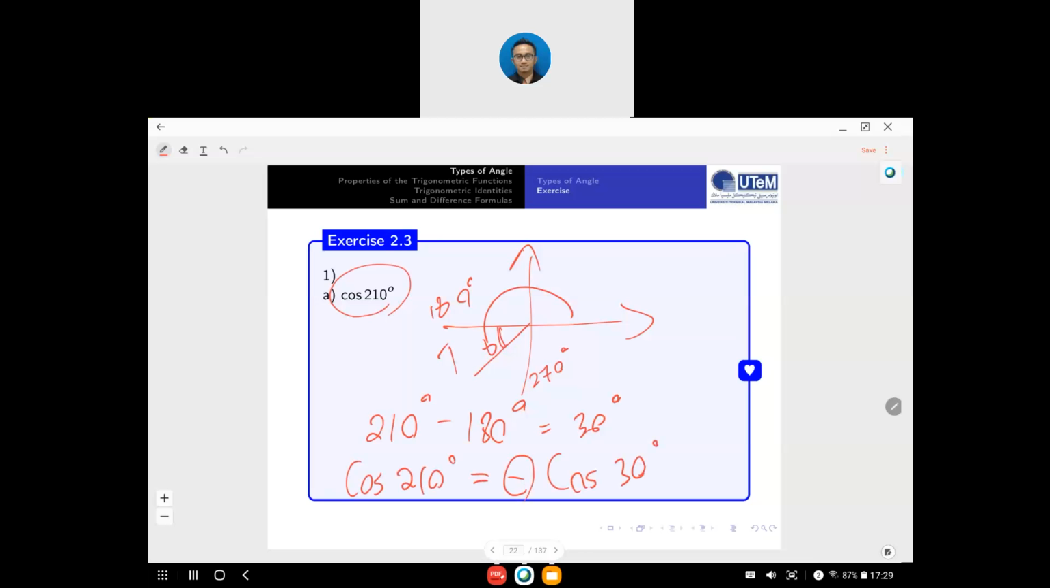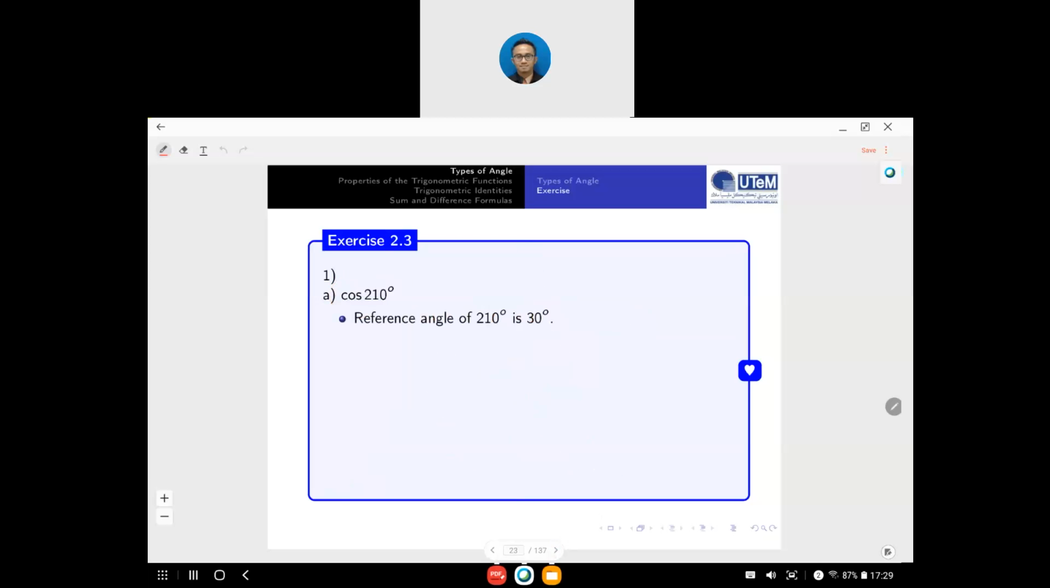Cos must be negative. After you use the tables, you can get cos 30 degree is negative root 3 over 2. Okay, B. Sec 225.